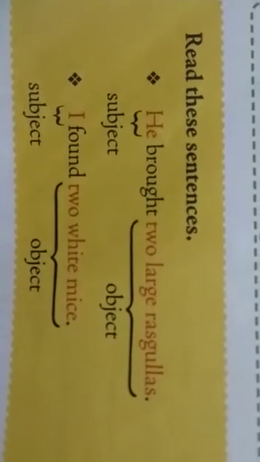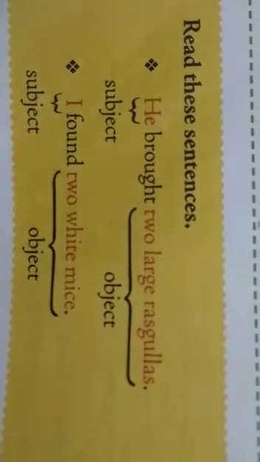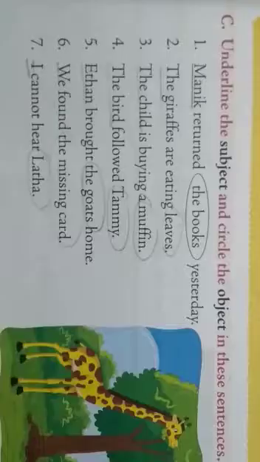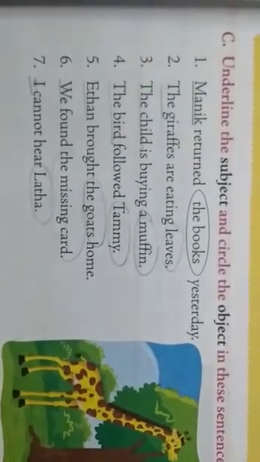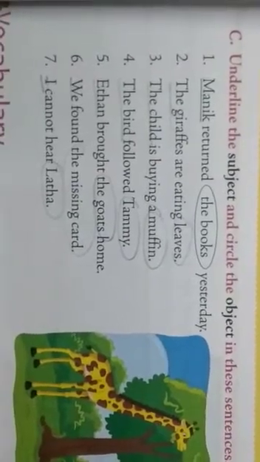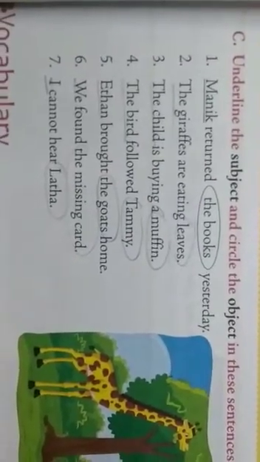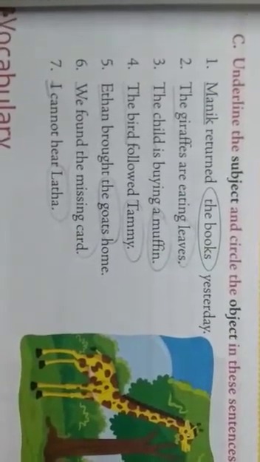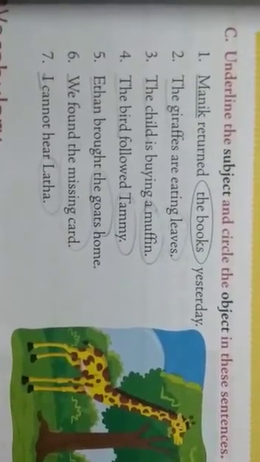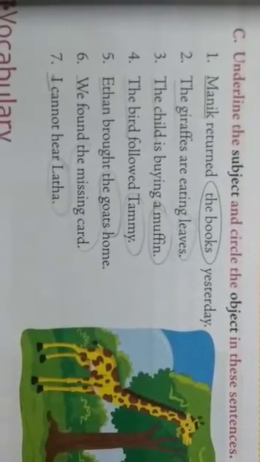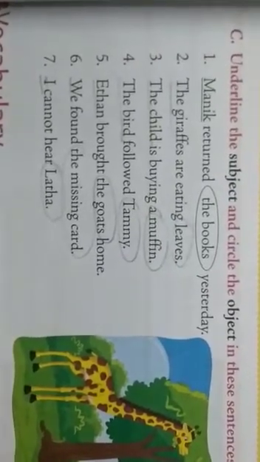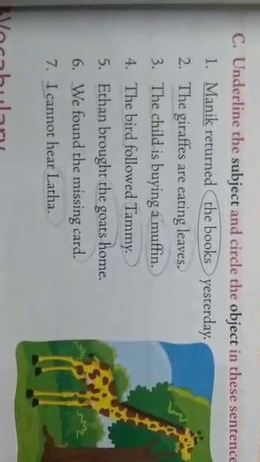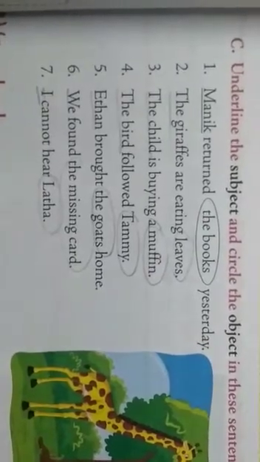So let us do some exercise bits on the subject and object to understand it clearly. What we need to do is underline the subject and circle the object in these sentences. Here we have some sentences where we need to underline the subject and circle the object. First one.